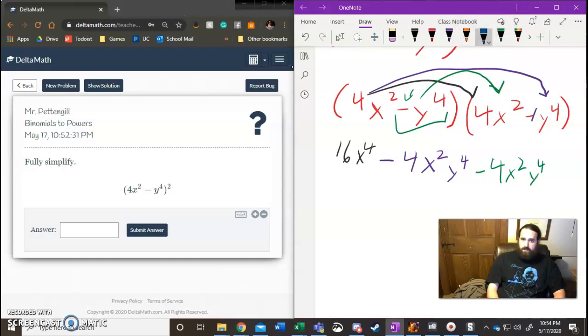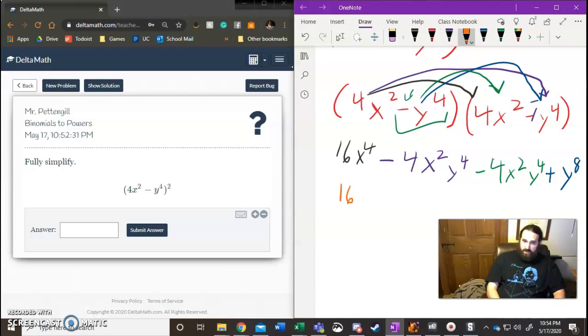And last but not least, negative y to the fourth times negative y to the fourth. Well, negative times negative is a positive. Y to the fourth times y to the fourth is going to be a y to the eighth. We collect our like terms where possible, and then we're done.